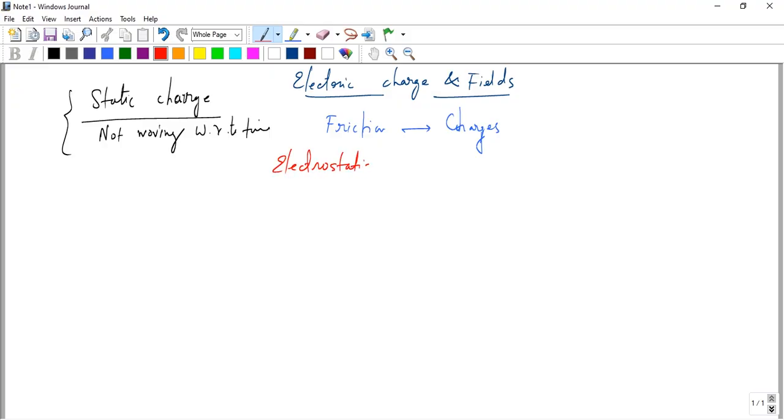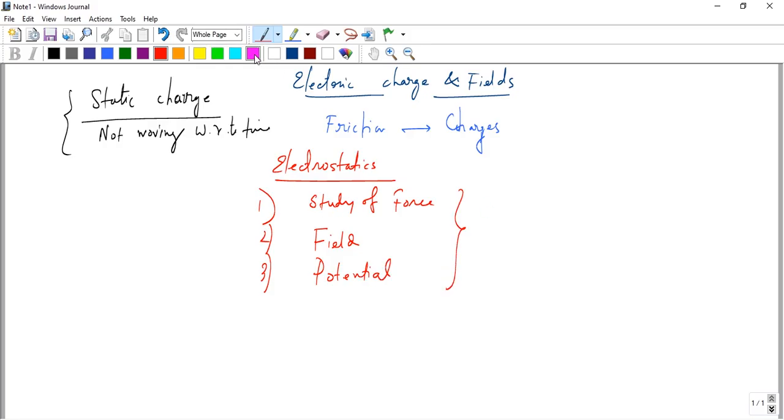Electrostatics is the study of force. Another topic we discuss is called field, a very important concept. Number three is the potential. These three are important to study, and these three arise due to static charges. That's a very important thing here.